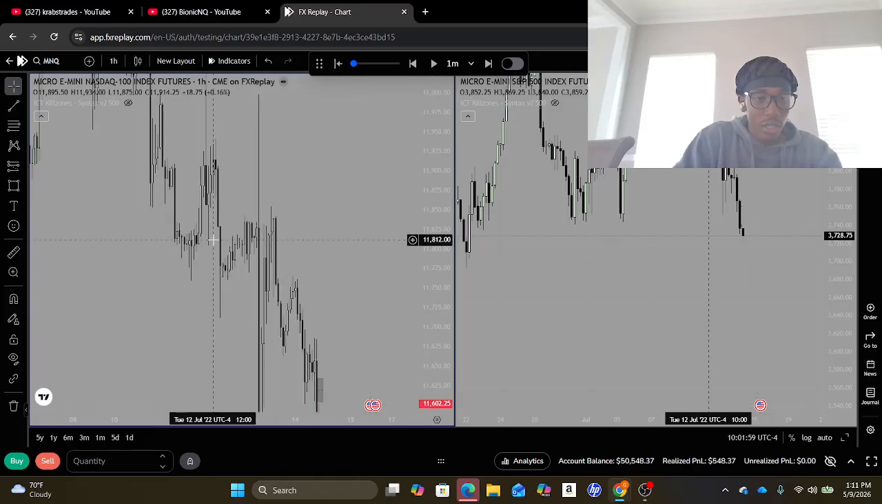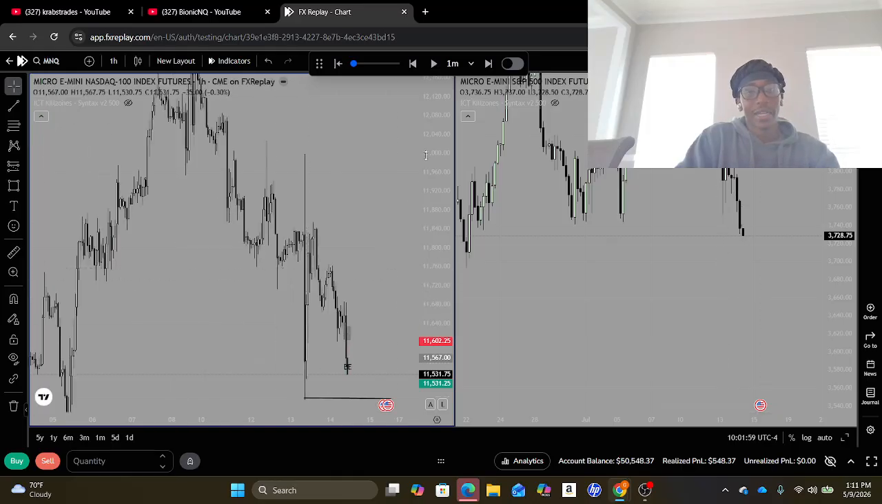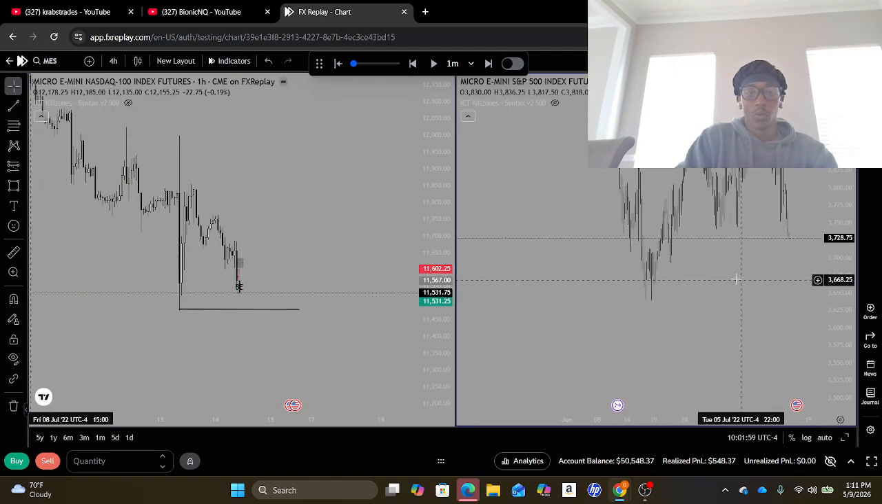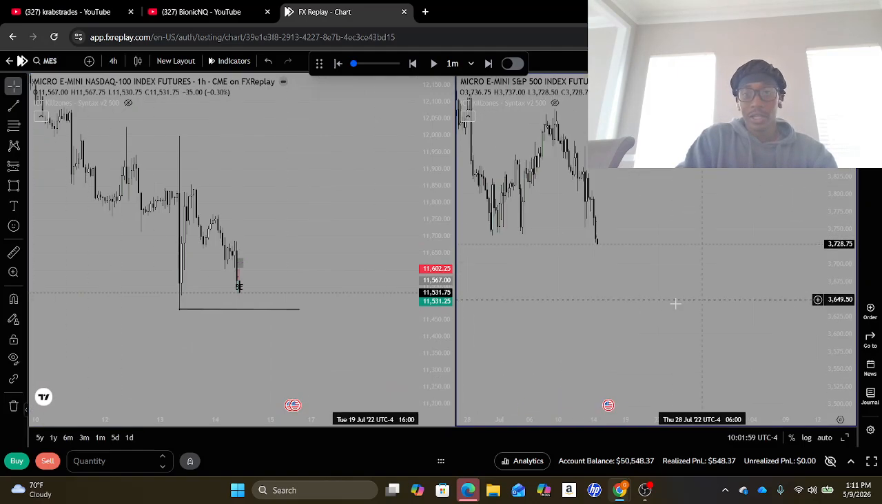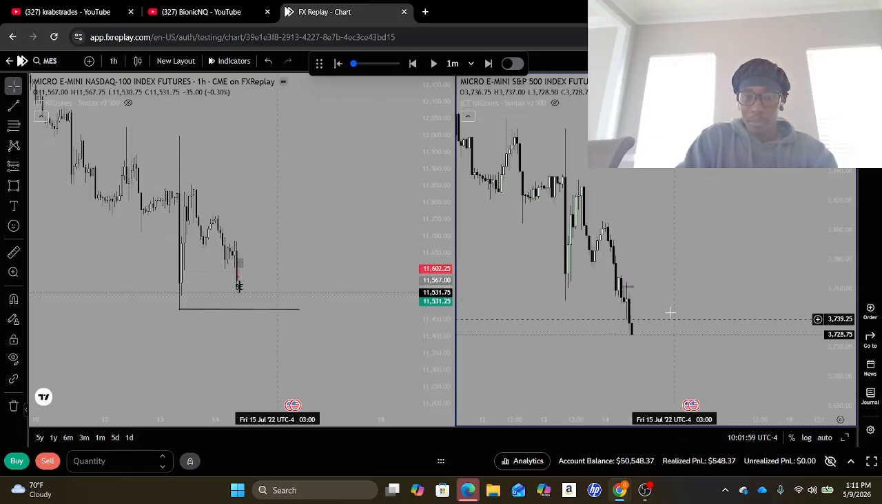You can clearly see we are making lower highs, so we're making lower highs and lower lows. So what does that indicate? That we are in bearish structure. So we're more than likely going to respect bearish PD arrays.